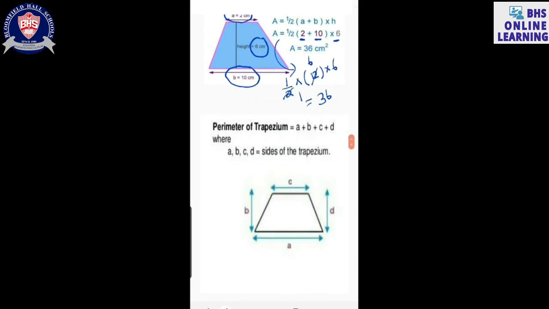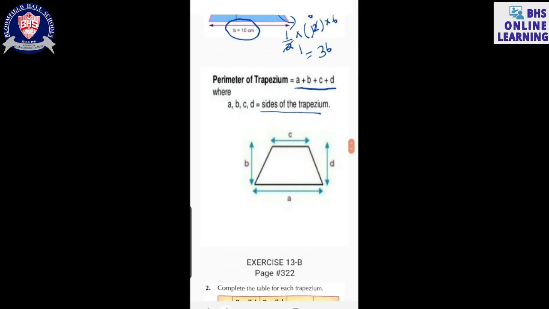Now let's see how to calculate the perimeter of a trapezium. You know very well perimeter means adding all the sides of the quadrilateral. A quadrilateral has 4 sides, so adding all 4 sides means the perimeter of a trapezium. So here A plus B plus C plus D, these are the sides of the trapezium. So this is the way to calculate the perimeter of a trapezium.